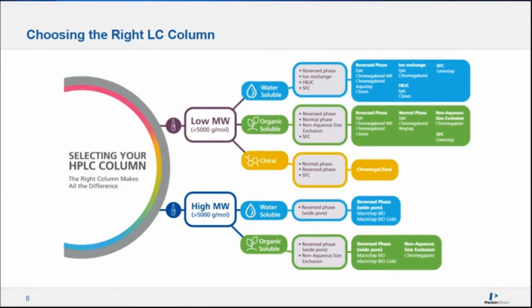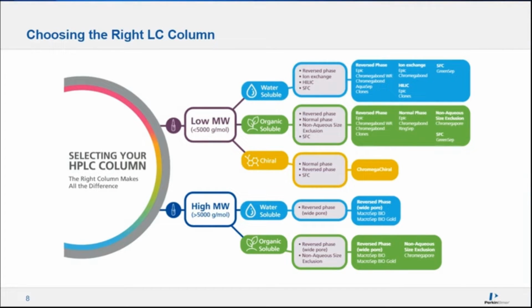If your analytes are primarily organic soluble, again, there are a number of other techniques that are available, but reverse phase chromatography is your chief focus. And again, there are many stationary phases, but chiefly amongst them would be the C18 or the ODS phases. Finally, if your molecular weight is less than 5,000, you may have a chiral molecule to separate. We will not address that today, but there are special stationary phases for chiral separations.